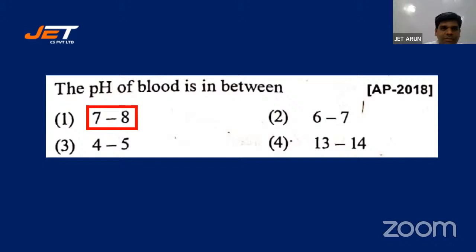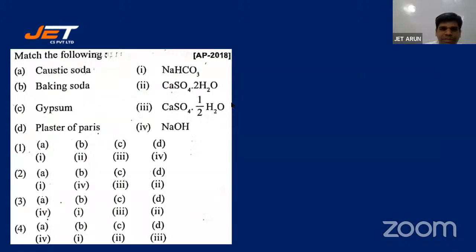Here is the answer. It is between 7 and 8. It is a little basic, slightly basic. 7 is neutral, above 7 is basic, 7 to 8 is slightly basic, a kind of weak base. All right, next one please.